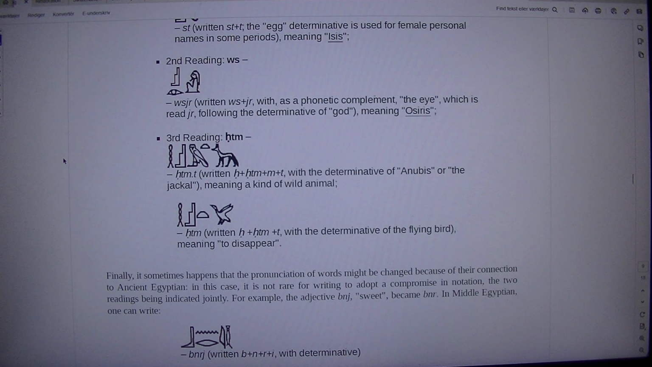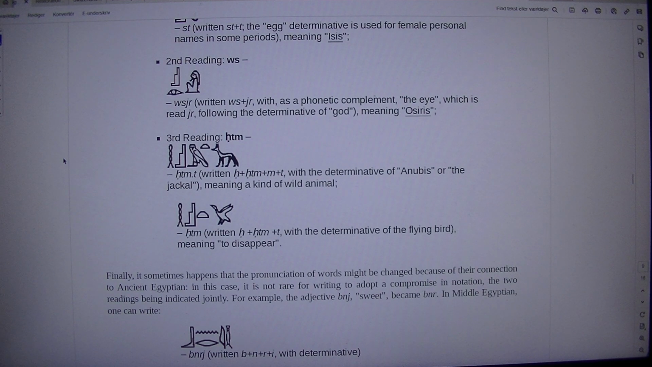TM.T, written with TM and M and T, with the determinative of Anubis or the jackal, meaning a kind of wild animal. H, Q1, T, G41. TM, written with TM and T, with the determinative of the flying bird, meaning to disappear.